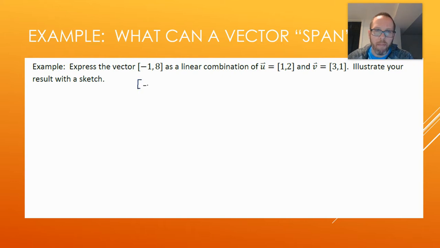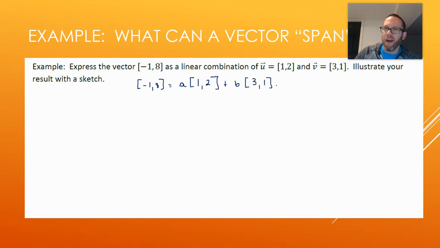We're trying to write -1, 8 as, I'll call it A, some number A times 1, 2 plus some number B times 3, 1. So we're trying to find those values A and B.